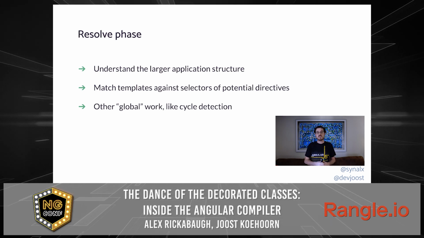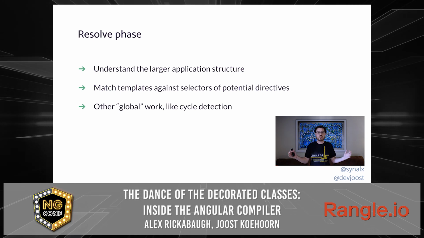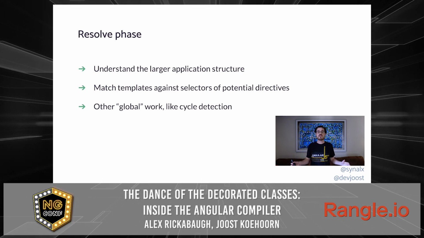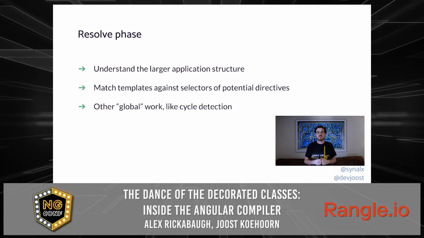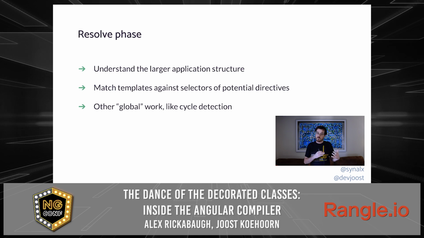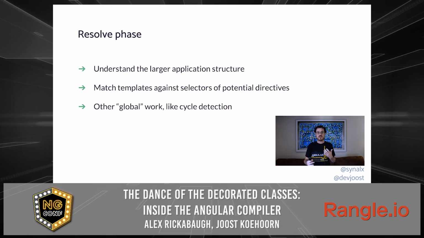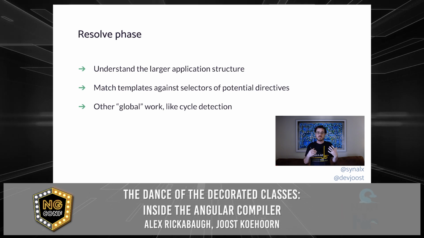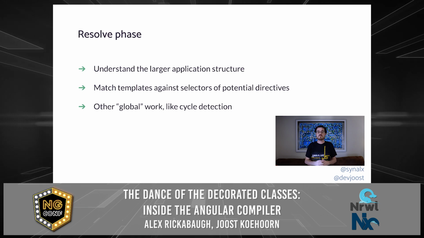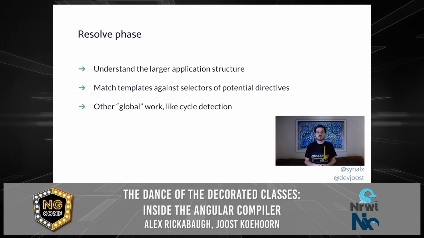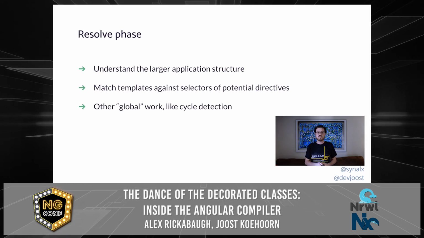After we've learned everything we can from each class in isolation, we begin to consider the entire program. And this is where we combine the information in each ng module to give a complete picture of the application structure, which directives and pipes are used in all of the templates. There's a few other global processes that we need to do as well at this time. But in general, we try to keep this step as small as possible because it has to happen on every compilation, no matter what you change in between ng-serve runs.